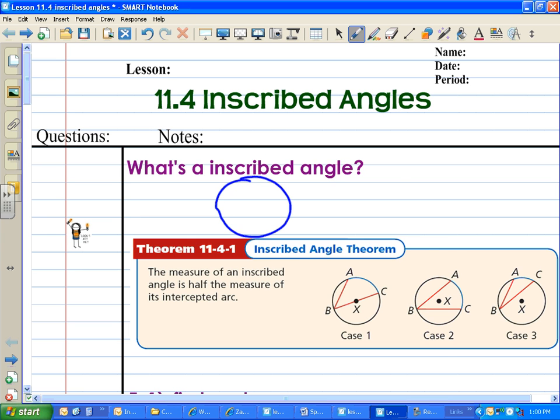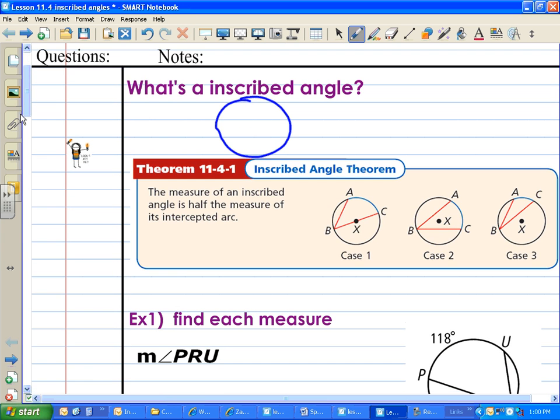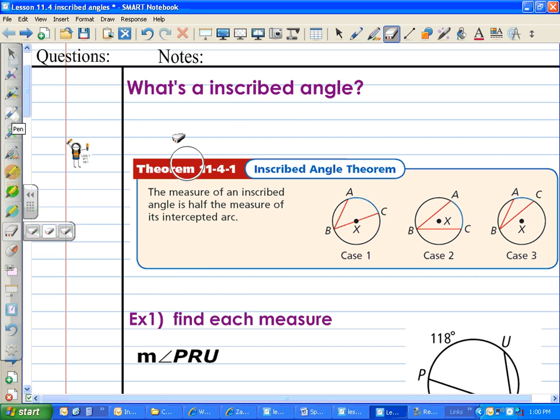Oh, man, that's a horrible circle, isn't it? Okay, let me draw another circle one more time. Hold on. I'm going to freehand it, though. Okay, I'm going to draw a circle like that.